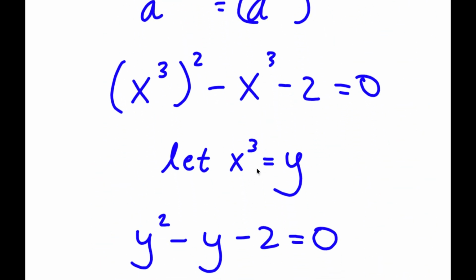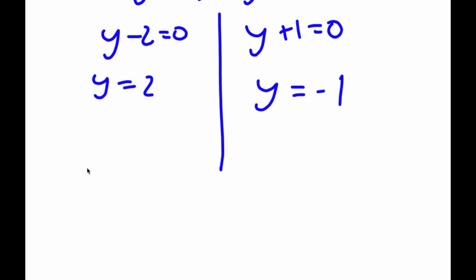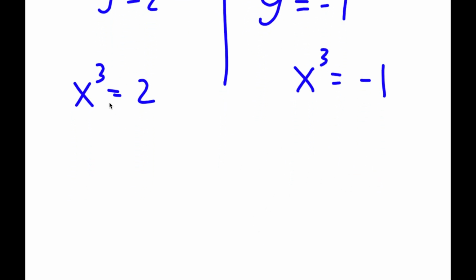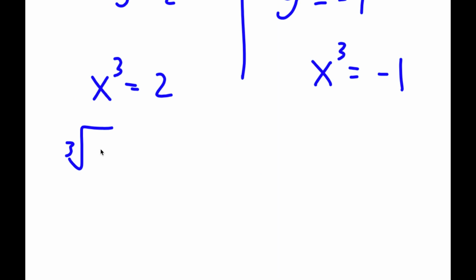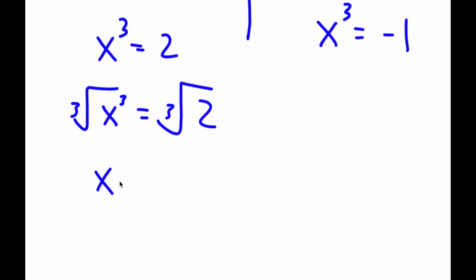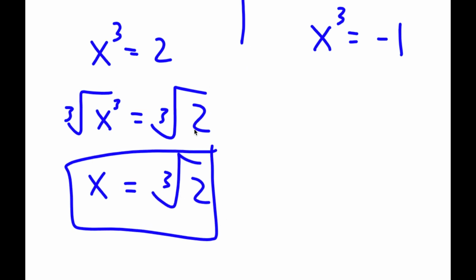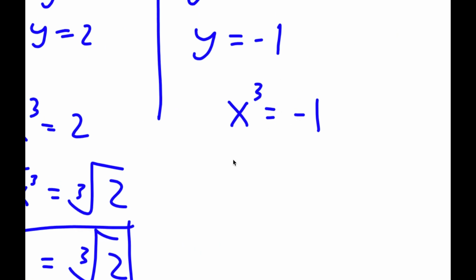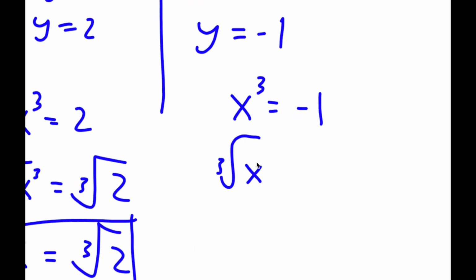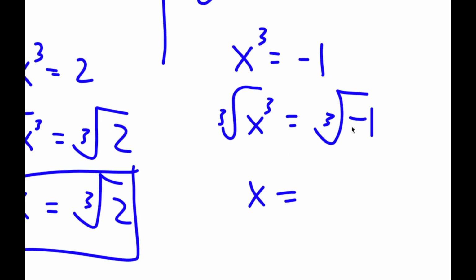So now recall how we let x to the power of 3 equal to y. So this means that x to the power of 3 is equal to 2 and x to the power of 3 is equal to negative 1. So if x to the power of 3 equals 2, then I'm going to take the cube root on both sides. The cube root of x to the power of 3 is x, so I have x is equal to the cube root of 2. So that's one solution of x. And now for x to the power of 3 equals negative 1, again take the cube root on both sides. Cube root of x to the power of 3 is x, cube root of negative 1 is still negative 1.